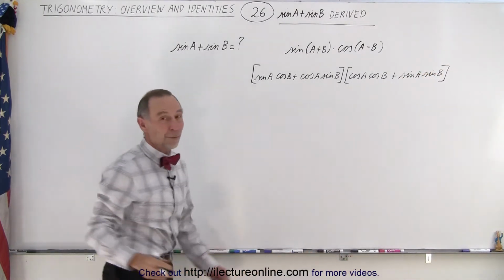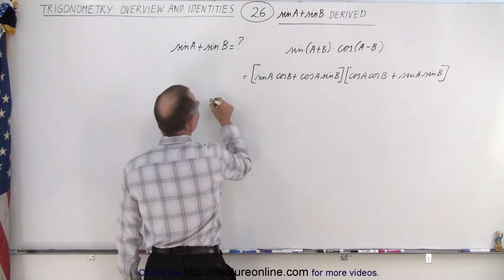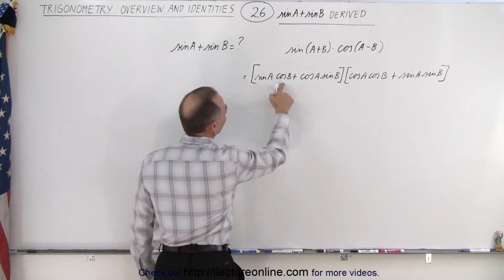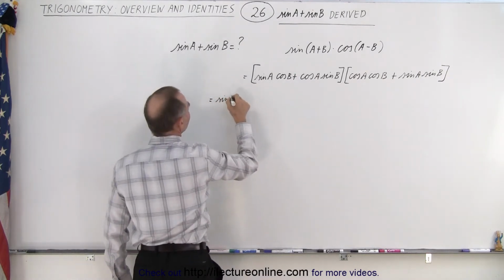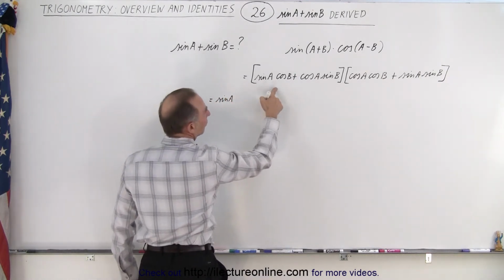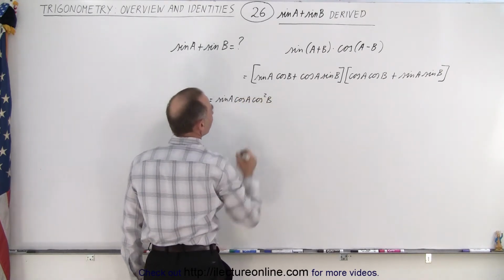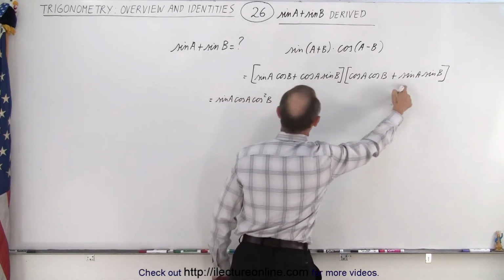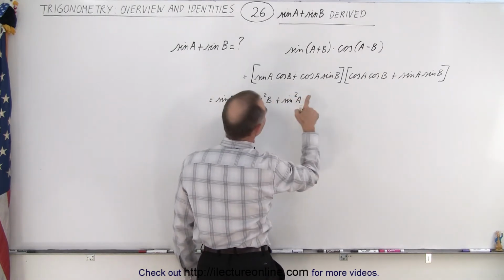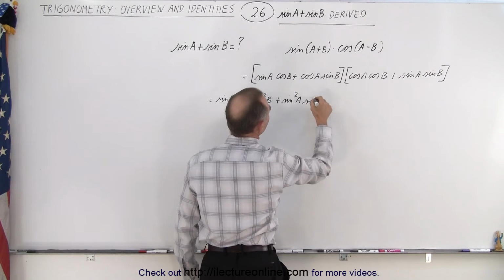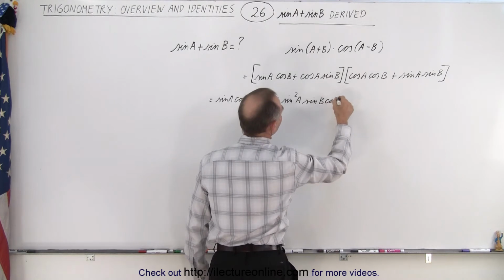All right, what happens now when we multiply all that together? That's quite a mess probably, right? So this becomes equal to, so we have the sine A cosine B times cosine A cosine B, so that gives us a sine A cosine A cosine square of B. All right, how about this term times this term? That gives us sine square of A sine of B cosine of B.